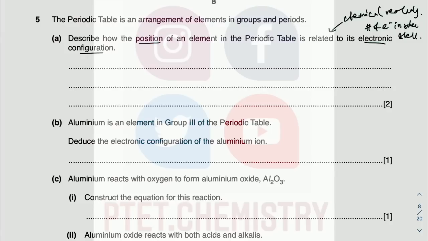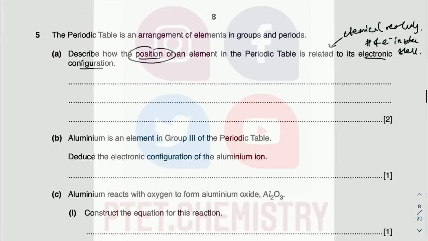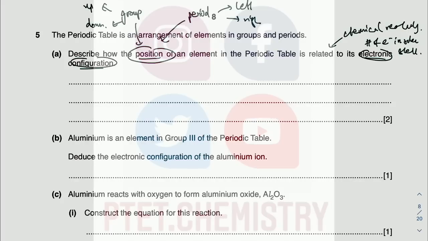There are two ways you can look at position in the periodic table. Group, so there's up and down, and then period, so there's left and right. Left, right, up, down. And you want to relate it to electronic configuration. Now let's go through period first.